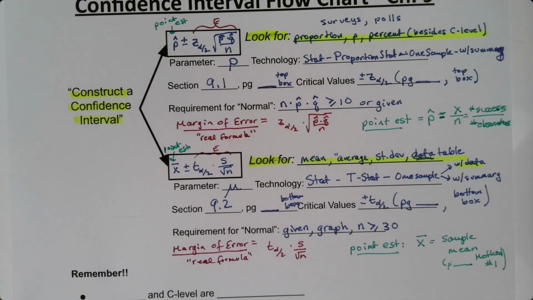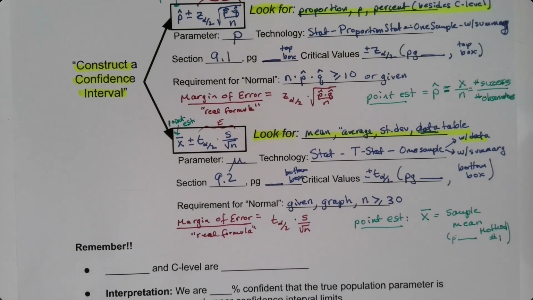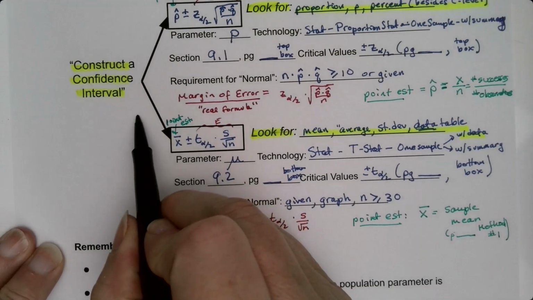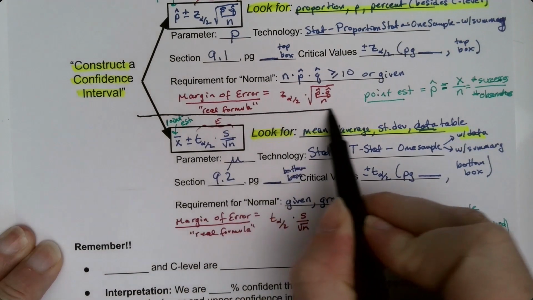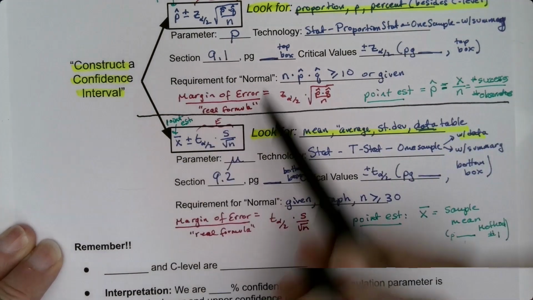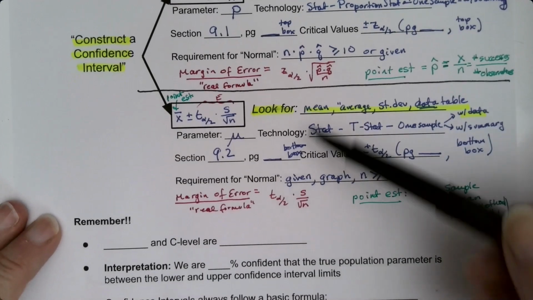Now, there are several other very important things to keep in mind with all of this. Let me also just separate these so you can see. These are all separated. There's one piece up above that's proportions, and there's a piece down below that's means.